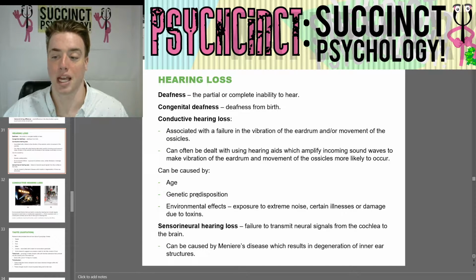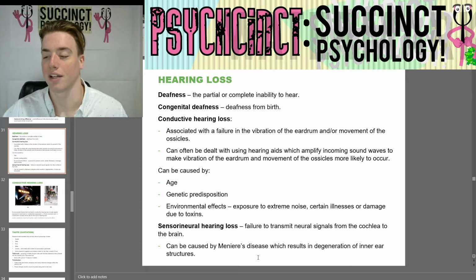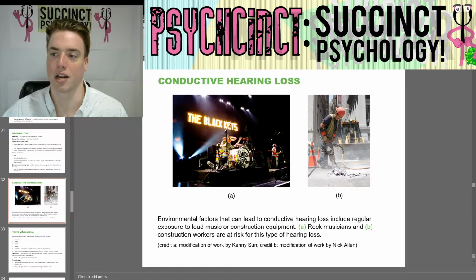And it can be caused by age, genetic predisposition, environmental effects, exposure to extreme noise, certain illnesses, or damage due to toxins. So sensorineural hearing loss is the failure to transmit neural signals from the cochlea to the brain. And it can be caused by Meniere's disease, which results in a degeneration of inner ear structures, which obviously is not good. Your ear is kind of important.